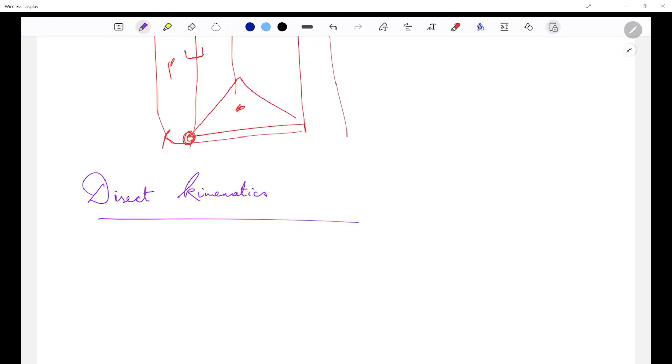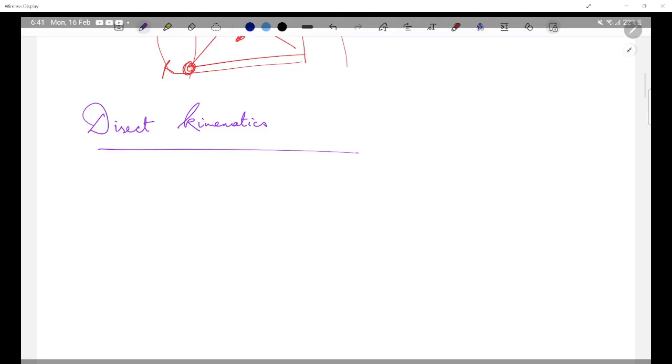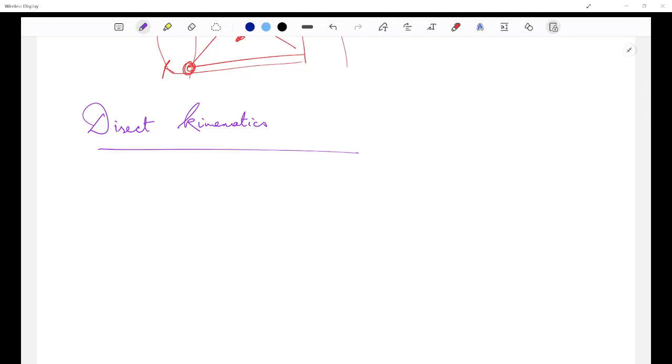So what is the definition of direct kinematics? We saw it for serial robots. Can anyone tell me what direct kinematics is? You just tell me what is given to you and what you want to find. I'm asking it for serial. What do you know in case of serial?